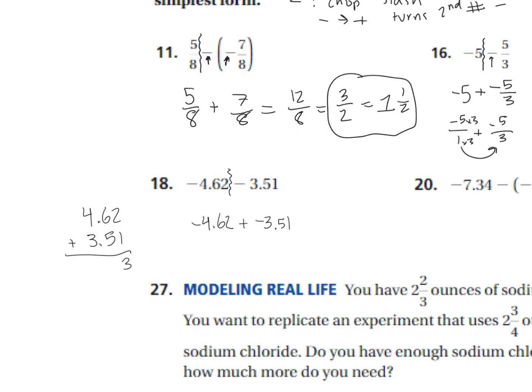Okay, this would be 3, that's 11. Keep your decimal, and that is 8. My common sign is negative. I should have negative 8.13.